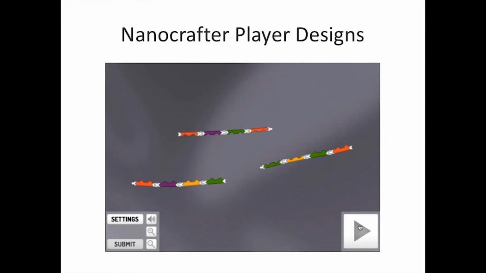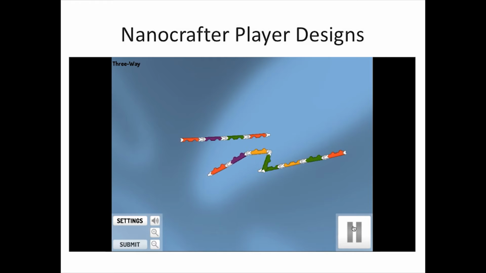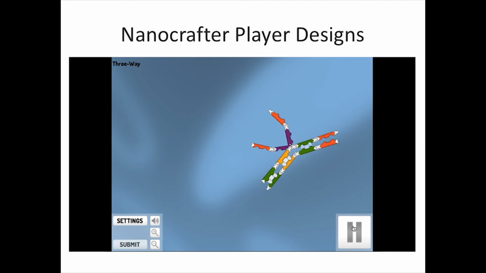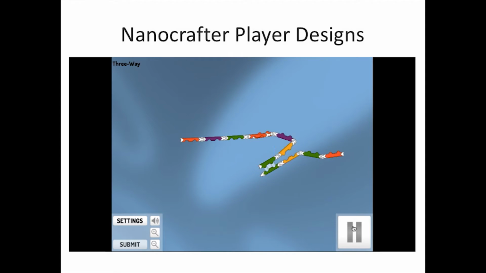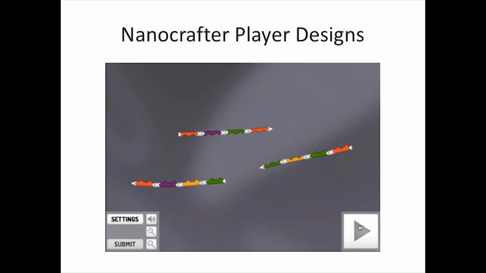And I'm really briefly going to go over some of the things that we've seen players producing in Nanocrafter as well. To go back to Nanocrafter a bit, this is one of the designs that the players came up with that is a multi-way junction. We asked the players to build 3 strands that all interact with each other once they are simulated. This is what a player came up with, and it's an interesting structural subcomponent that could be used.